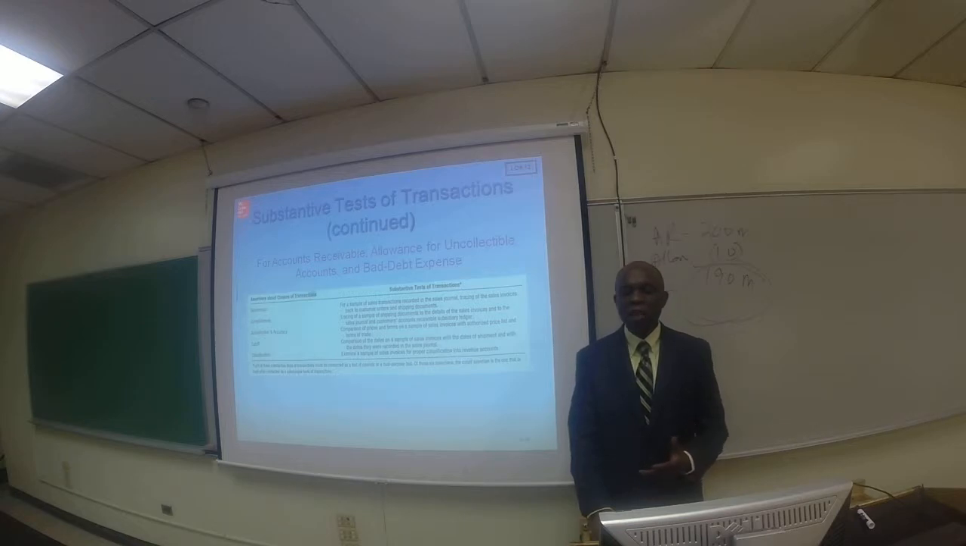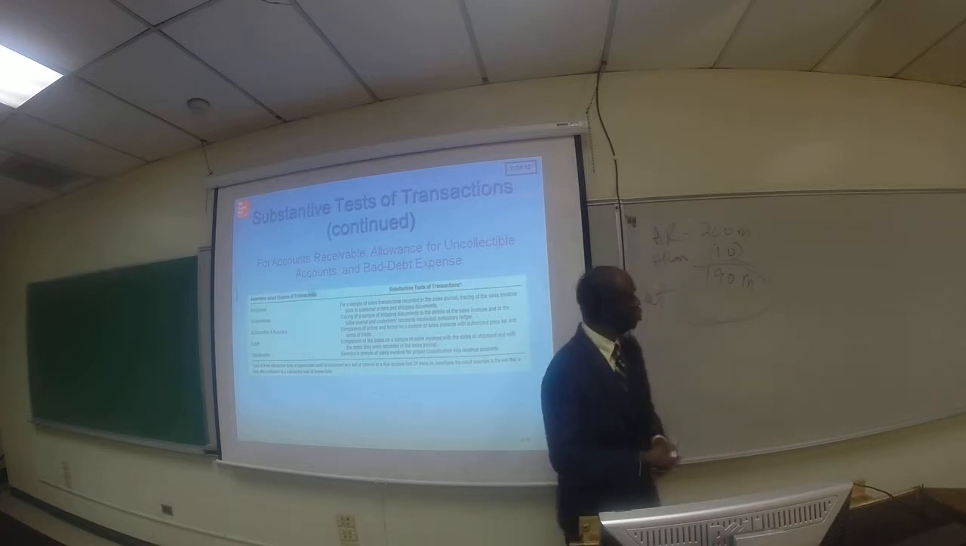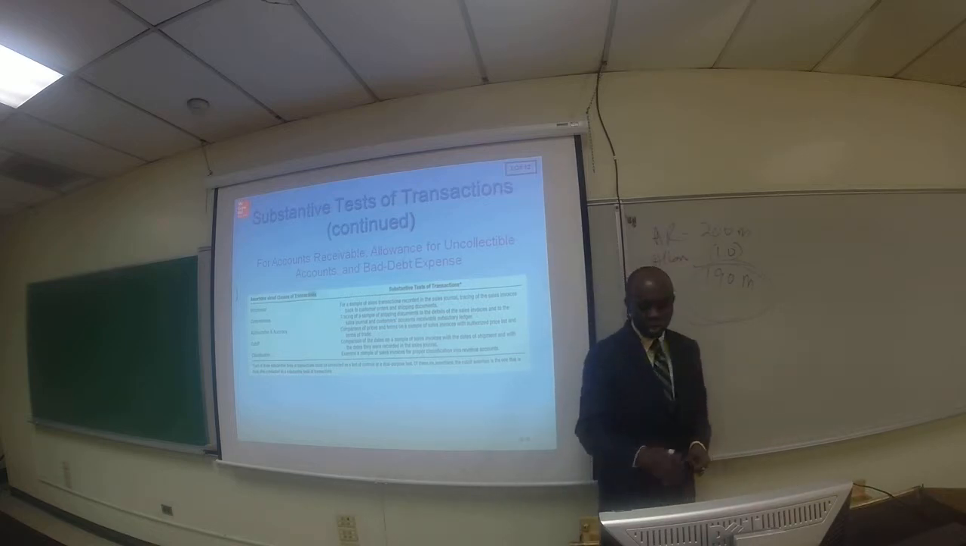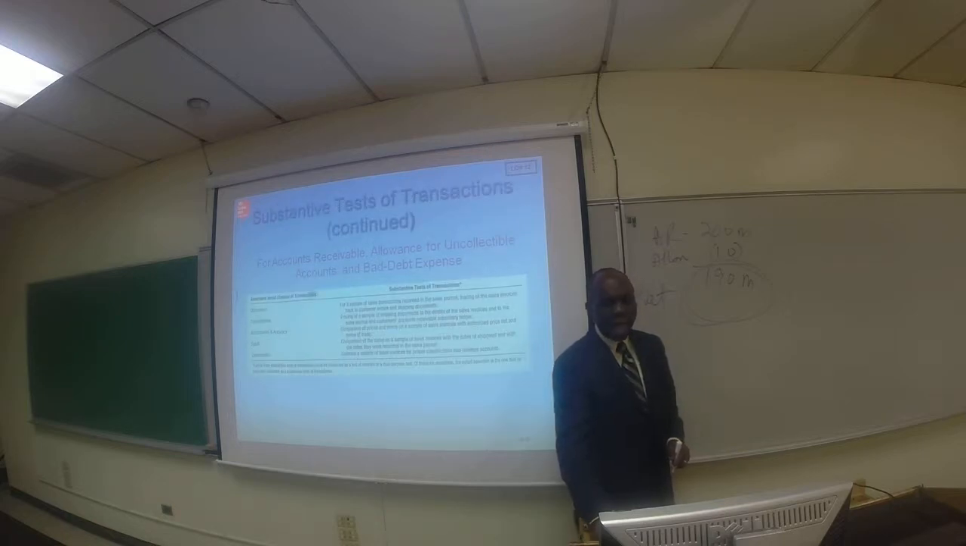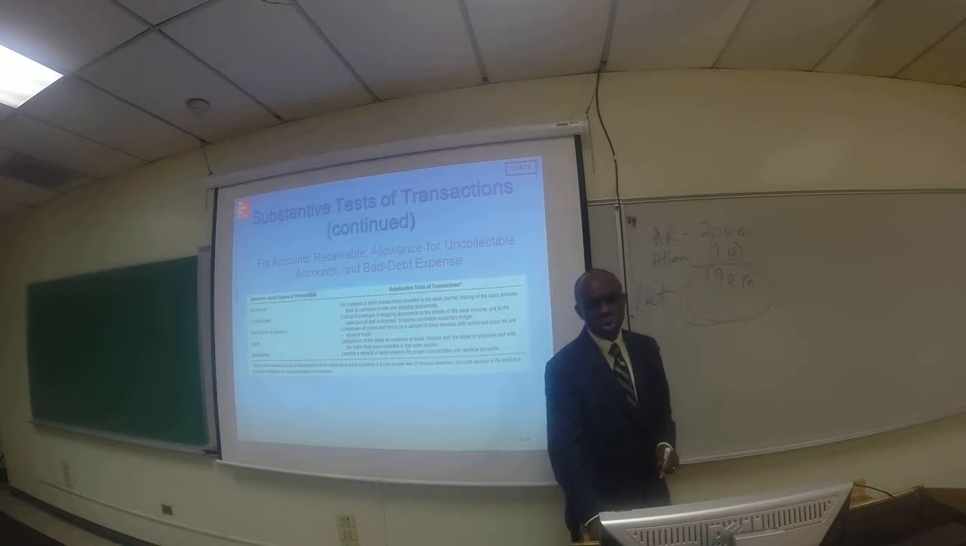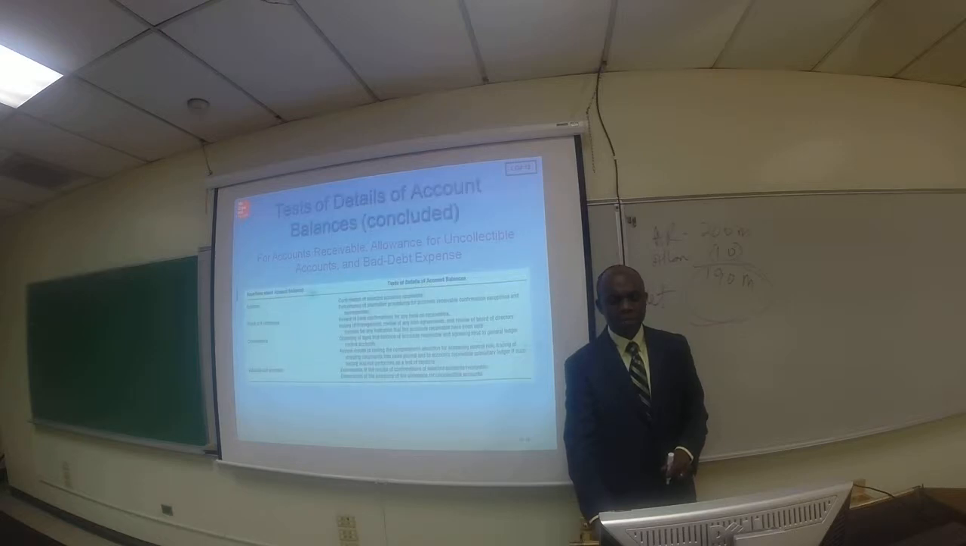And of course, allowance for uncollectible accounts and bad debt expense is also another issue. I just discussed that with you in a minute, and I think that is another issue we need to talk about. So, allowance for uncollectible accounts, we have to make sure that it is reasonable in order for the accounts receivable not to be overstated.